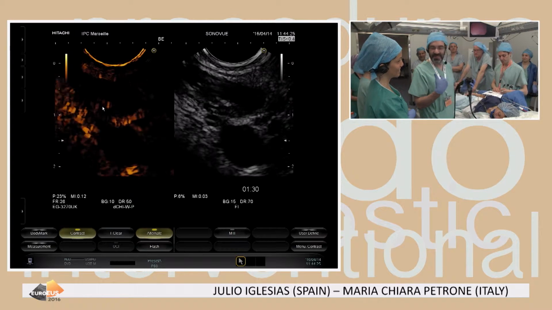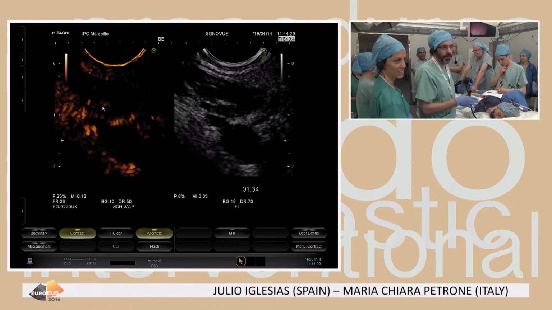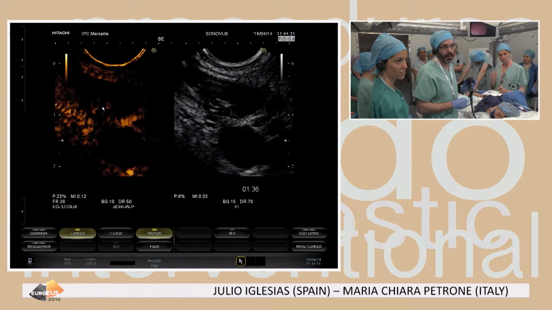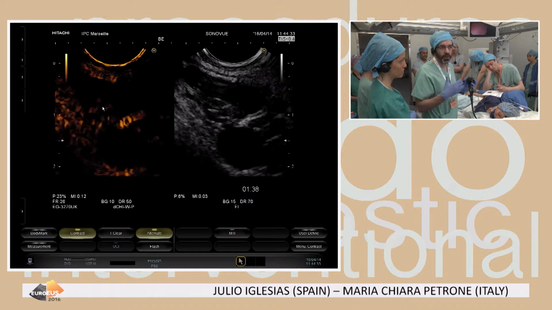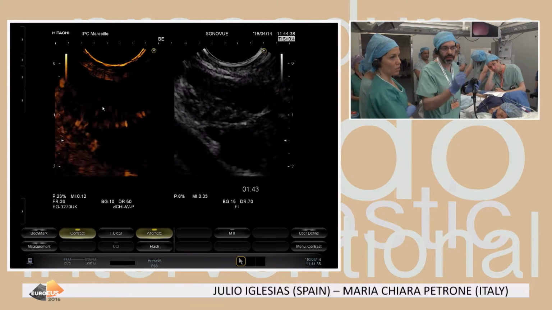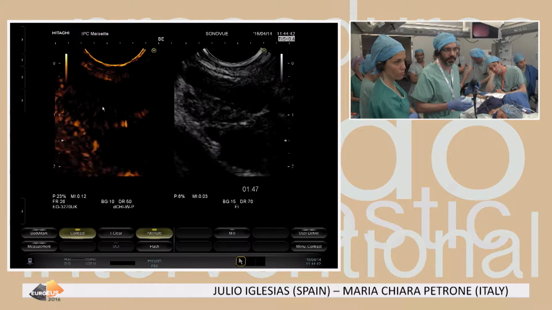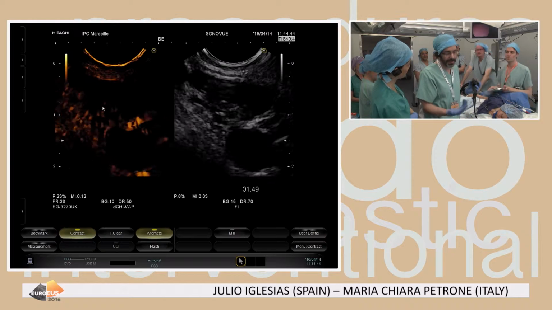I'm trying to make the question to myself. Because I think in this lesion in a 59-year-old woman, although we can always think on increasing our diagnostic capability by doing an FNA, and even trying to target that nodule that we've seen in the B-mode imaging, I would say yes. Me too.